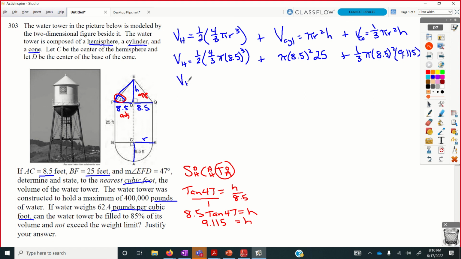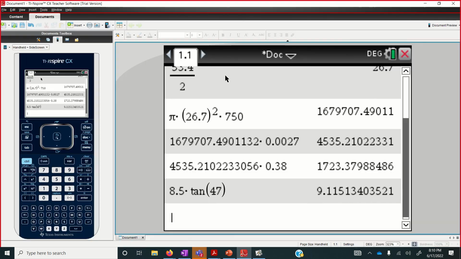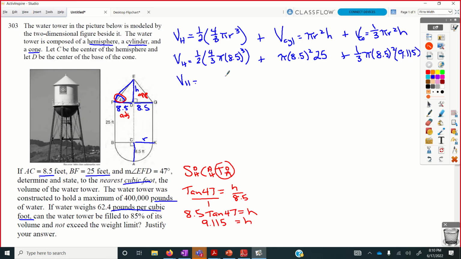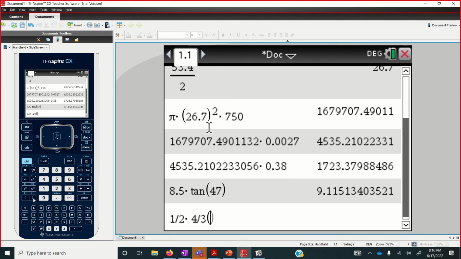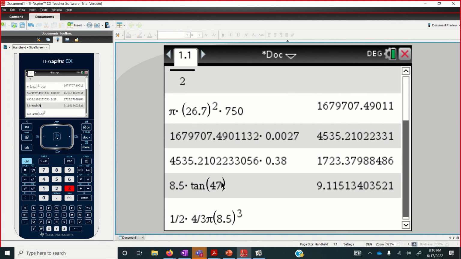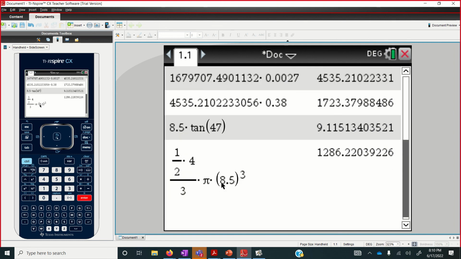Okay, so the volume of the hemisphere. Let's do it. It's 1/2 times 4/3 times pi, times 8.5 raised to the third. Hit enter. We're going to go out to about 3 decimal places, but remember, when we add, we're going to add with the whole thing.